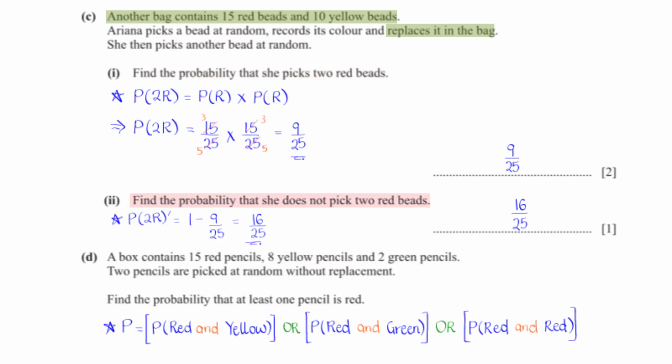Find the probability that she does not pick 2 red beads. The probability that she picks 2 red beads plus the probability that she does not pick 2 red beads must be equal to 1. And so the probability that she does not pick 2 red beads is equal to 1 minus 9 over 25. This gives us 16 over 25.